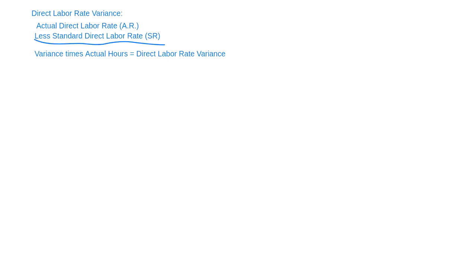So your actual direct labor rate would be subtracted from your standard direct labor rate, and that gives you a variance that you're going to multiply by the actual hours. And that's the actual direct labor hours that we're talking about here. That will give you the direct labor rate variance. That's your first direct labor variance.